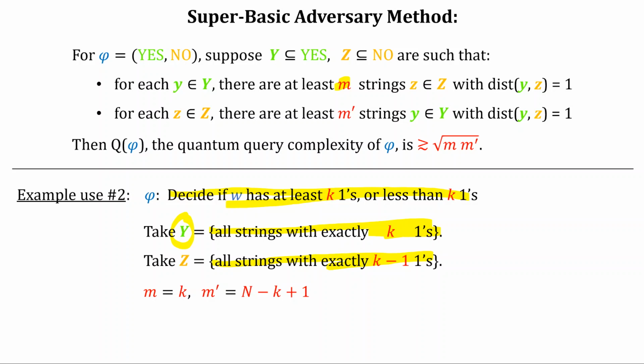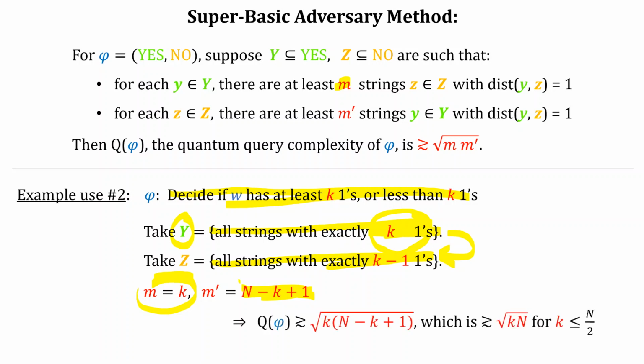Well, each string that's in Y has exactly k 1s. And if you turn any of those k 1s to a 0, that puts you into Z. So we can take m to be k. And there's a similar story for m prime. If you have a string that's in capital Z, it has exactly k minus 1 ones. In particular, that means it has n minus k plus 1 zeros. And if you turn any of those zeros into a 1, you get a string that's in Y, a string with k 1s. So m prime can be n minus k plus 1.